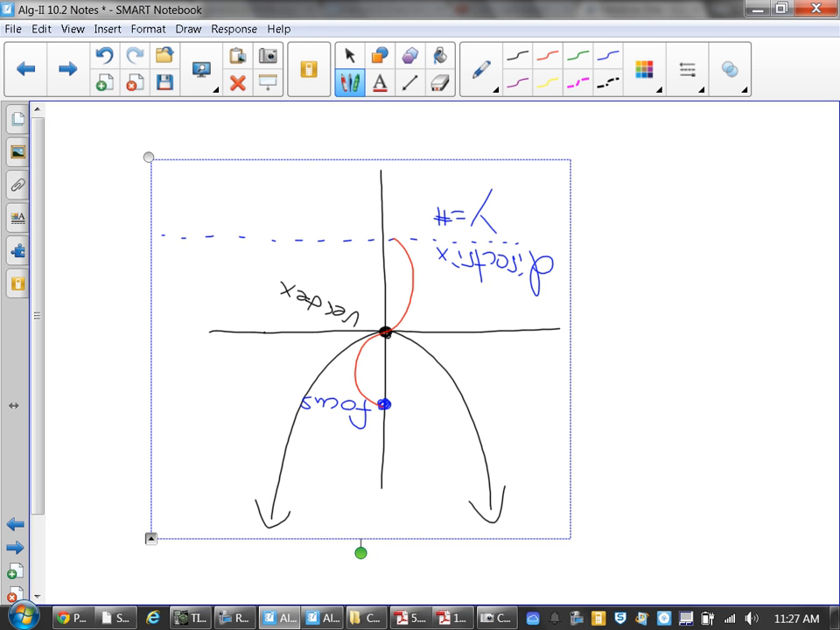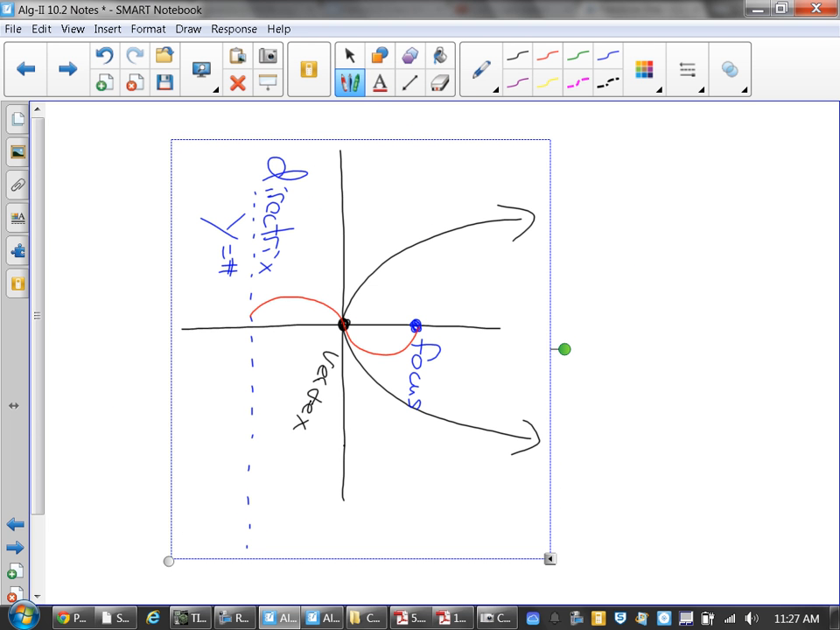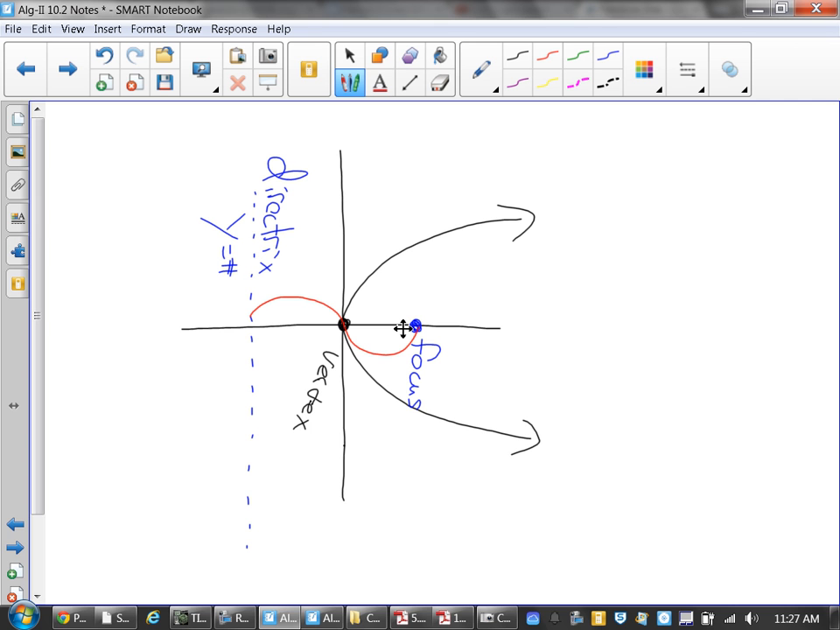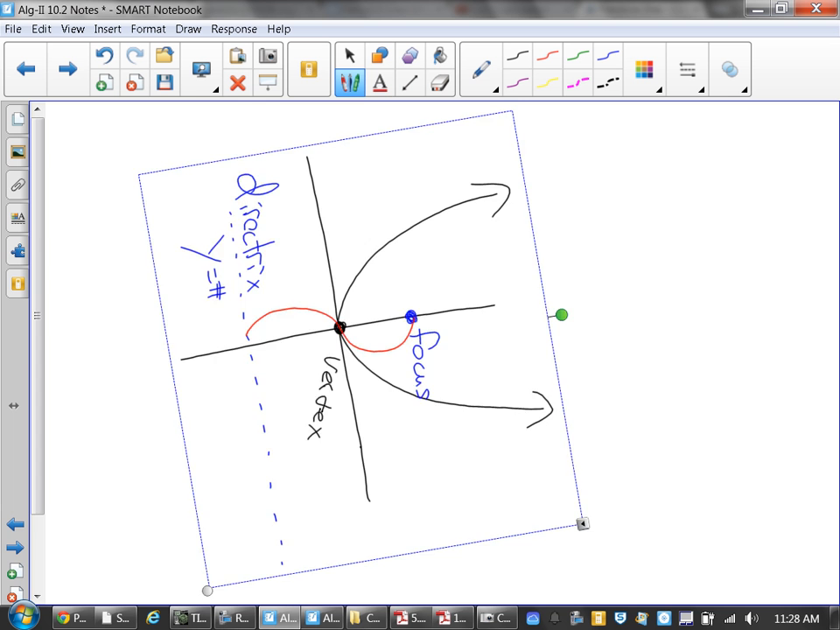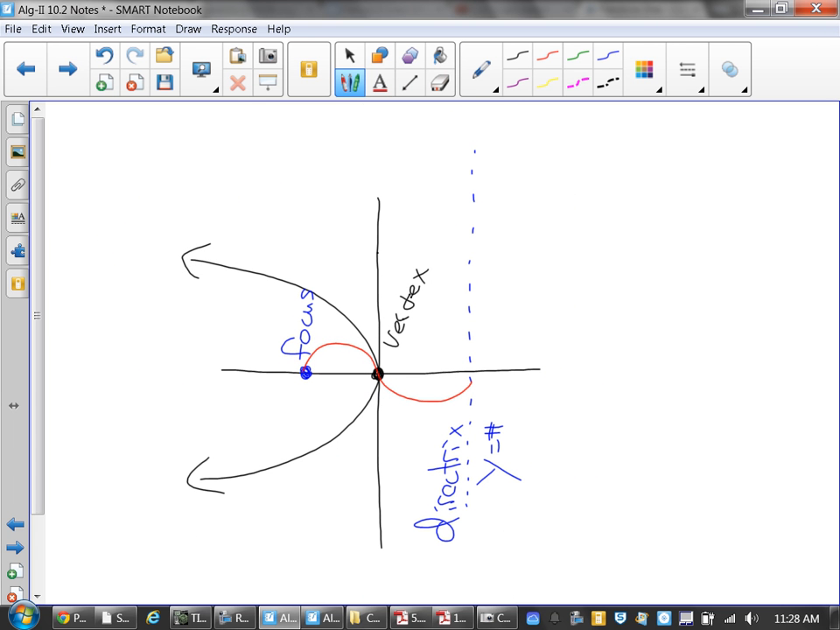But what changes is when I'm going right or left. What changes with my directrix? It becomes, instead of a horizontal line, a vertical line. So is it x equals or y equals? It's an x equals. That's the only real thing that changes. Your focus, if my curve is going to the right, I'm still looking at it. If I'm going to the left, I'm looking at it. Does that make sense? And obviously this becomes an x equals a number if I'm a horizontal curve.